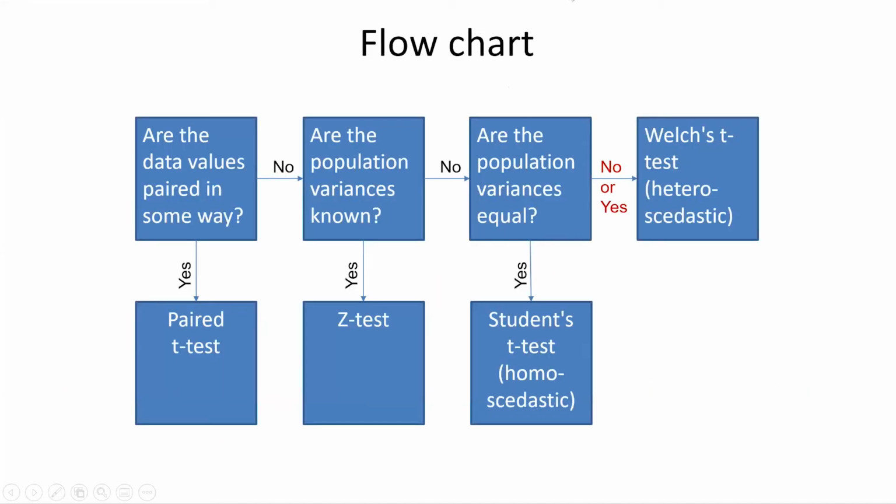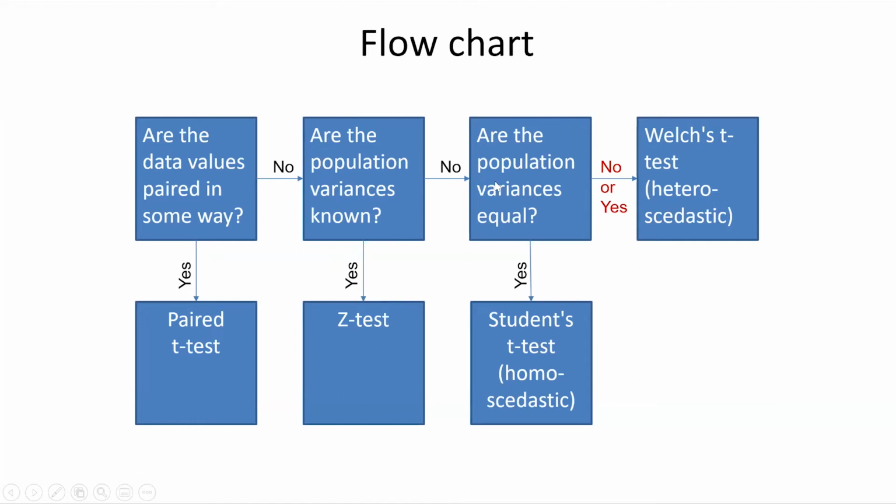And then finally, I think this is just about the last slide. I have a flow chart for you. This makes it really, really easy to figure out what test you should be running. So are the data values paired in some way? Yes, do a paired t-test. If they're not, you have to figure out, are the population variances known? If the variances are known, you do a z-test. You need to use your z-distribution.